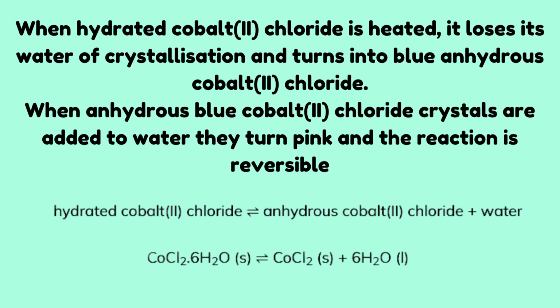Similarly, when hydrated cobalt(II) chloride is heated, it loses its water of crystallization and turns into blue anhydrous cobalt(II) chloride. When anhydrous blue cobalt(II) chloride crystals are added to water, they turn pink and the reaction is reversible. CoCl2.6H2O gives CoCl2 plus 6H2O.